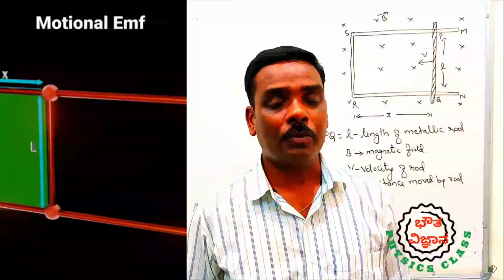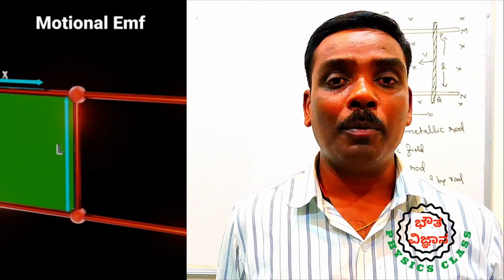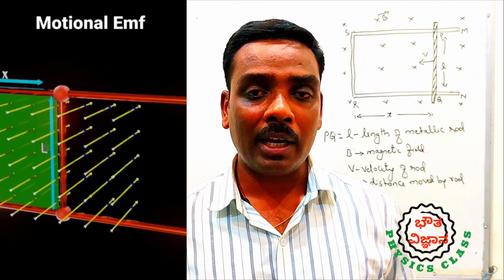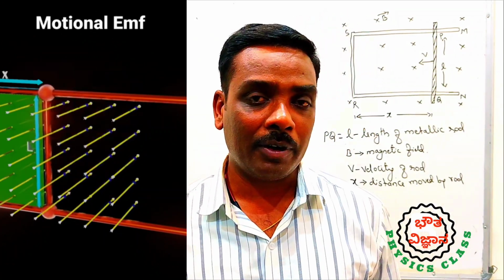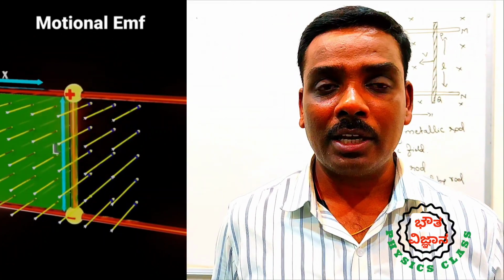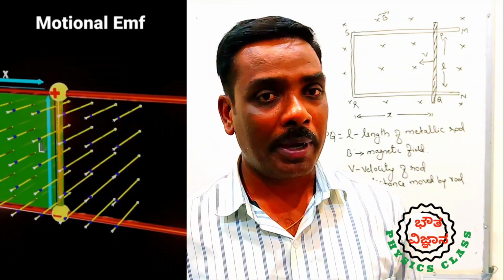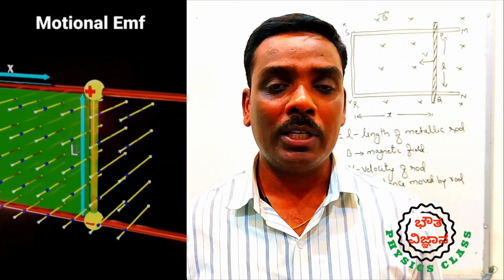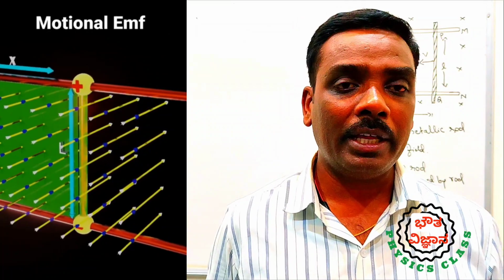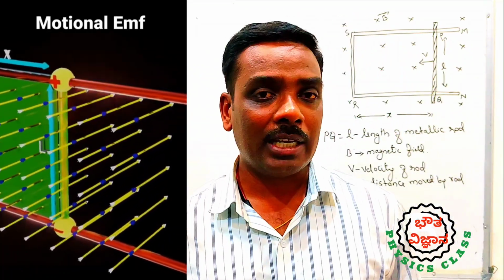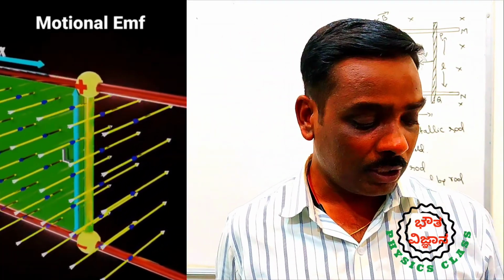Hello students, in this video I will show you how to calculate the motional EMF induced when a metallic rod is moved in a uniform magnetic field. This comes under the application of Faraday's laws of electromagnetic induction, and that is known as motional EMF. This important derivation carries 3 marks in the examination. It is a most important question.